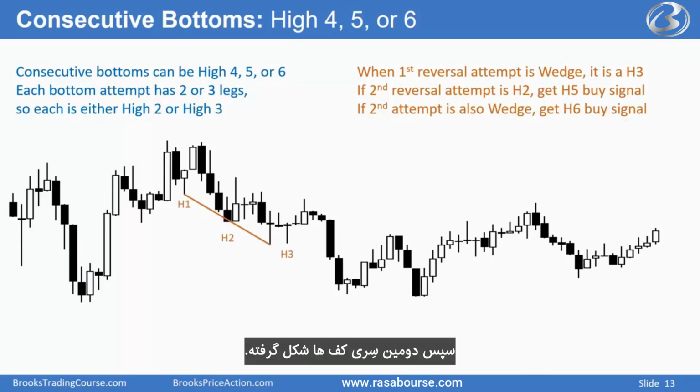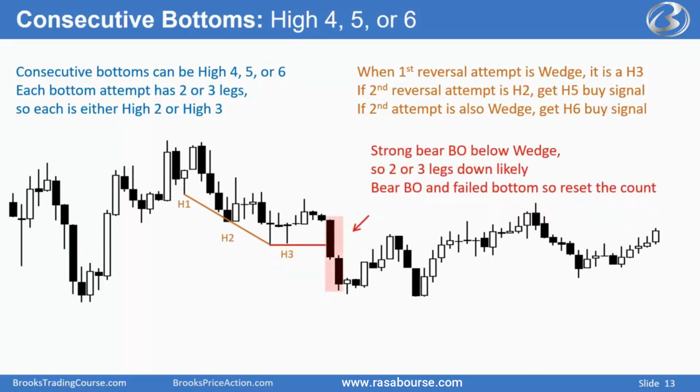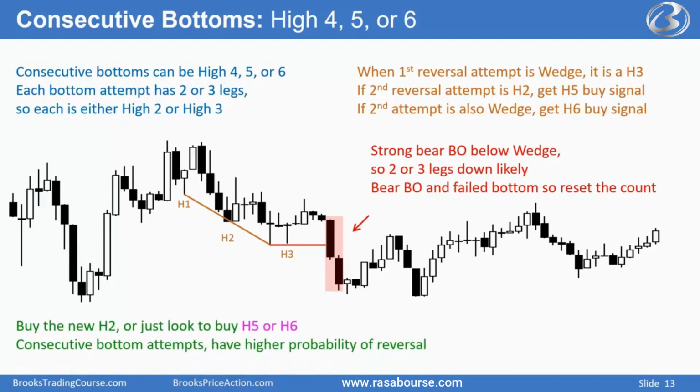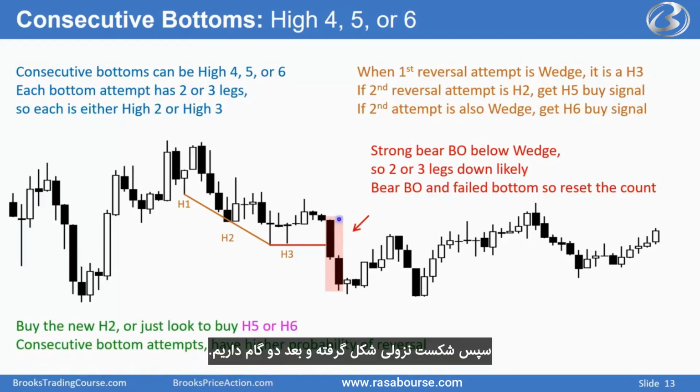And then we have a second complex bottom. You can call it a wedge. You can call it a high 1, high 2. Doesn't matter. It's an attempt at a bull flag. And then we get a second attempt at a bottom, leg 1, leg 2.